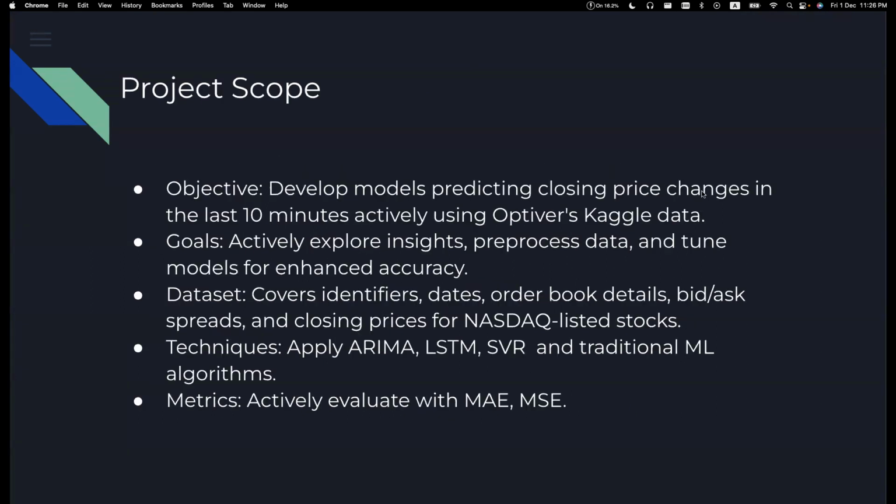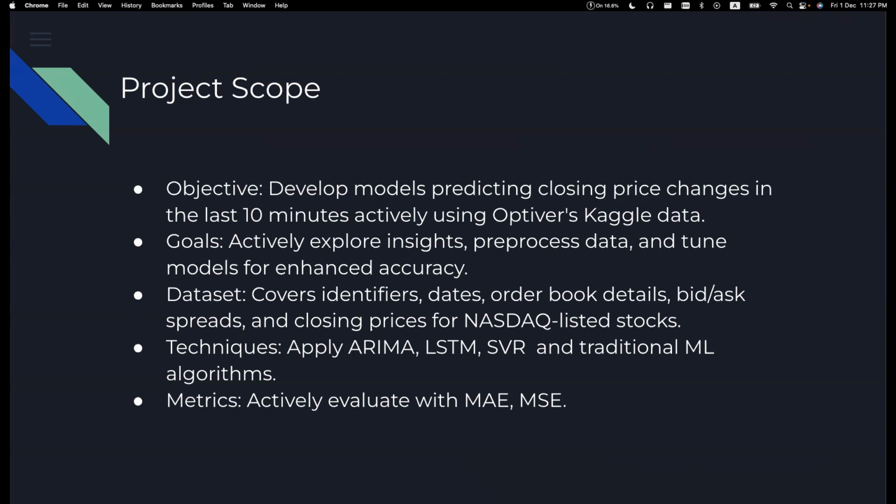Next slide, please. For the project scope, the project objective is to develop ML models to forecast the price changes in the last 10 minutes. The Optiver dataset includes stock identifiers, dates, order details, and closing prices, and advanced techniques like LSTM and ARIMA are applied and evaluated.